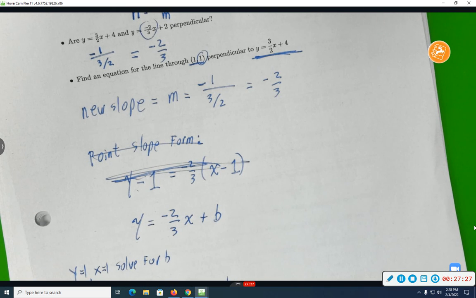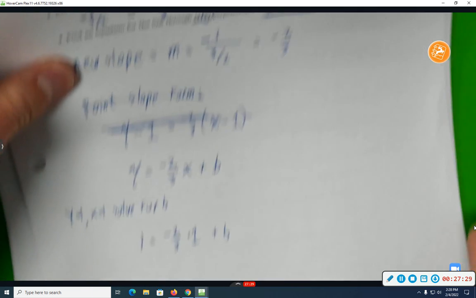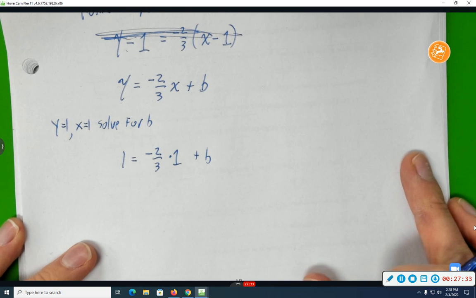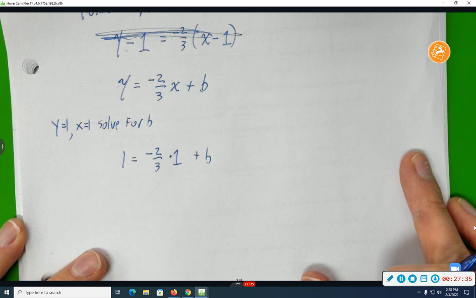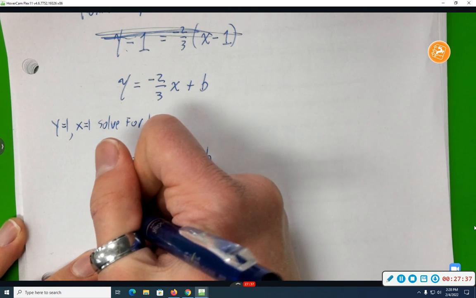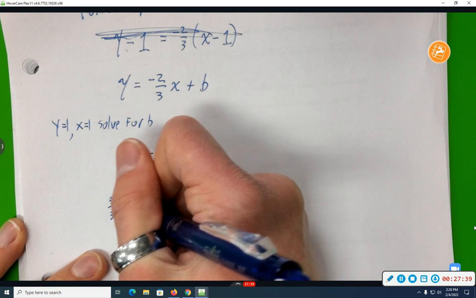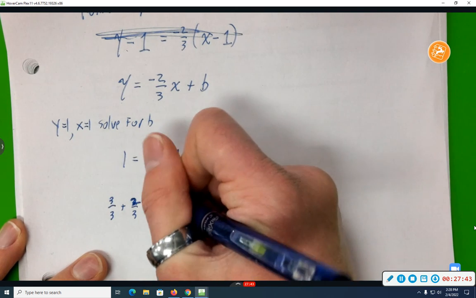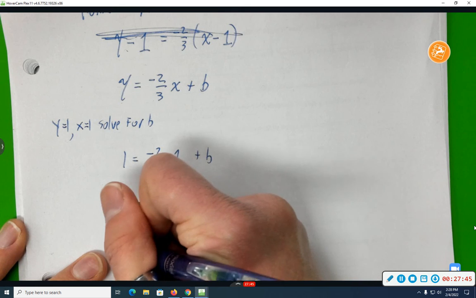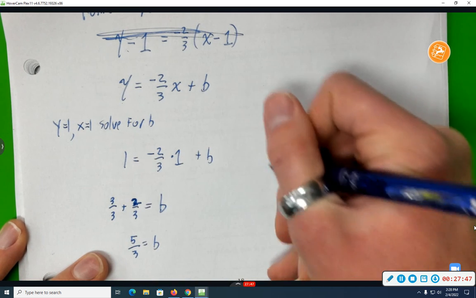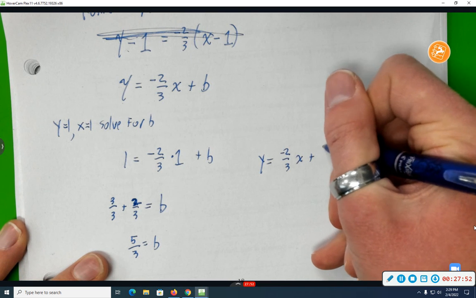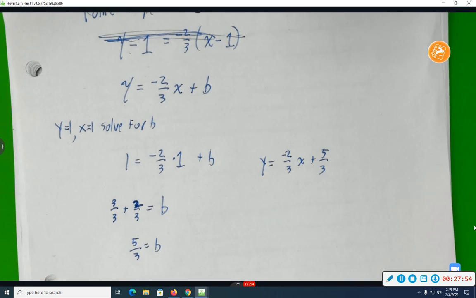That look like something that's easy enough to solve for b? Yeah, I hope so. Multiplying by 1 doesn't do anything. Add 2 thirds to the other side. 1 is 3 thirds plus 2 thirds is 5 thirds, which is b. So it looks like 5 over 3 is equal to b.